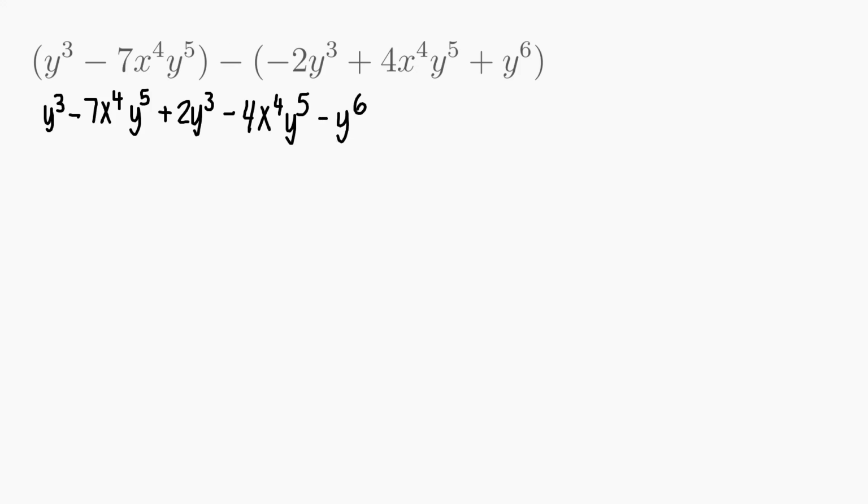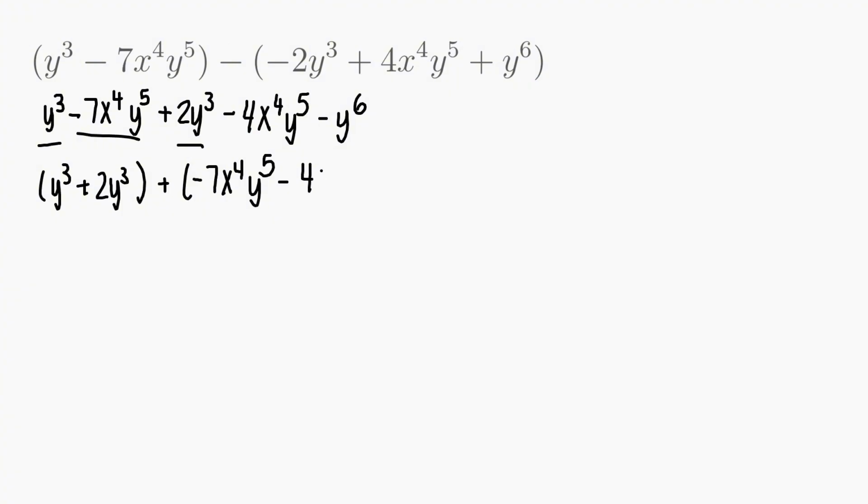So let's start with just simplifying and grouping like terms. So let's start with this y cubed like term. So it's y cubed plus 2y cubed. Any more? Nope, that's it. So let's do this term next. Plus negative 7x^4y^5. We have another one with the like term here. Minus 4x^4y^5. And then at last we have minus y^6.